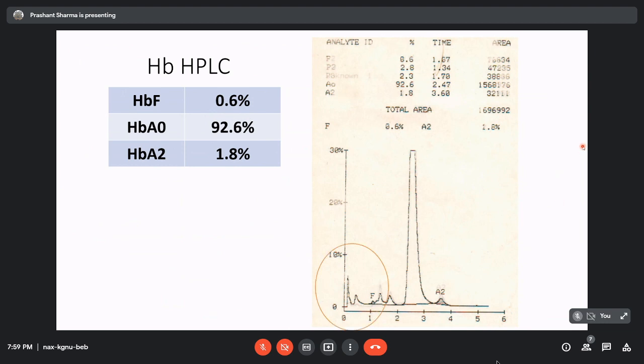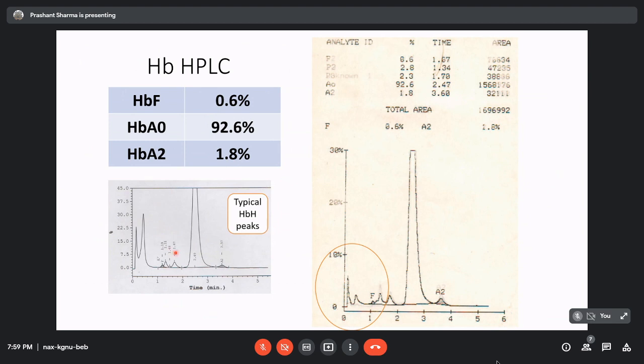Yeah, so these are the two peaks that we saw. But we just now saw another HbH, and this is again another typical case. This is what a typical HbH peak looks like. They are not that easy to miss. On the other hand, this patient has very subtle pre-integration peaks, so we are not sure. At this point, what would you like to do? Any low-cost test? Obviously, we do an HbH preparation.